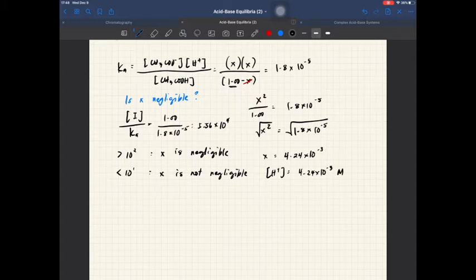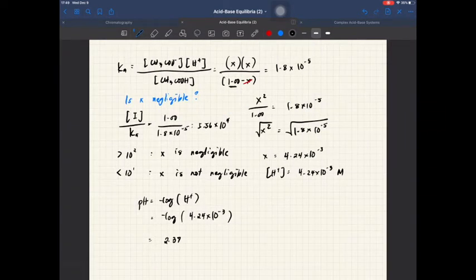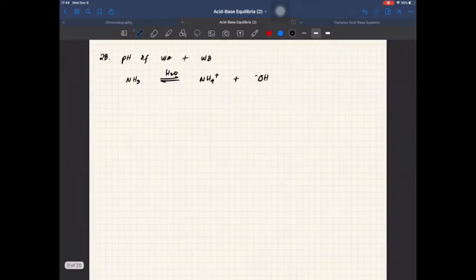And finally, we can calculate the pH by taking the negative logarithm of the hydrogen ion concentration. Just plug in the value. The pH is therefore 2.37, which is equal to that of when using the quadratic formula. Okay, the next thing that we will be discussing is calculating the pH of weak bases.